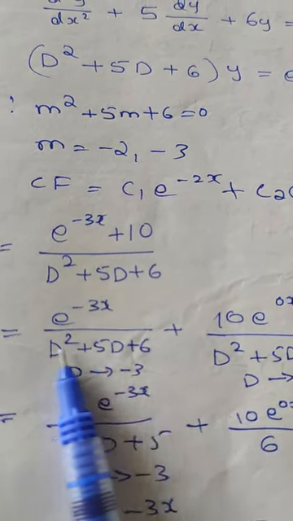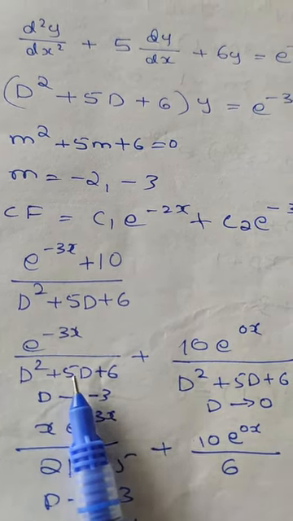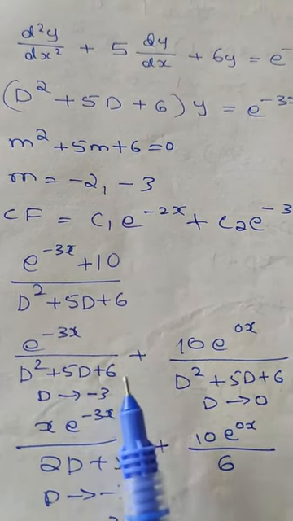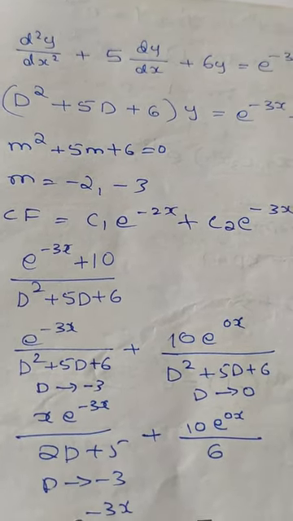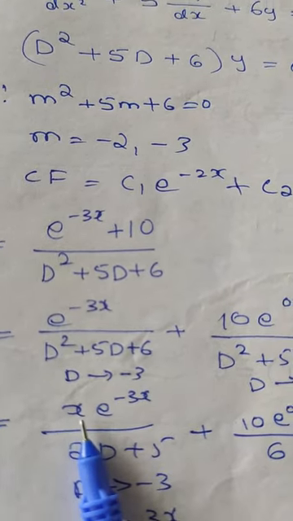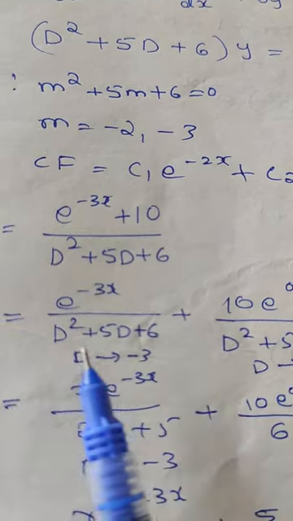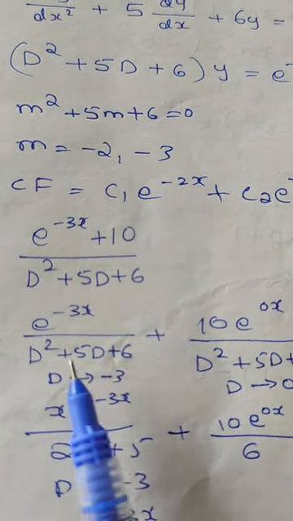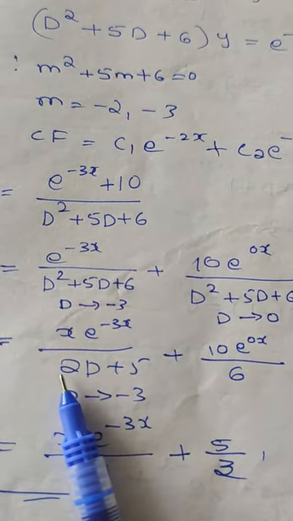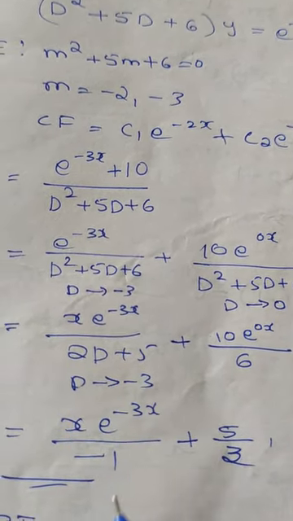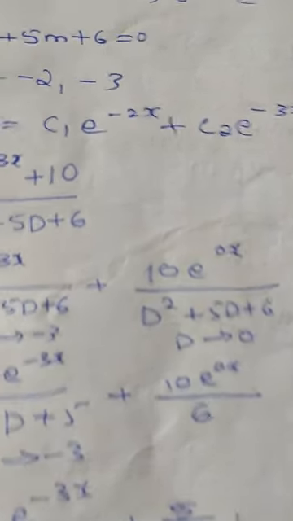If you replace D by minus 3 here, we get 0. Minus 3 square, 9. Minus 3 into 5, minus 15. Plus 6. 9 plus 6 is 15, minus 15, 0. Then multiply the numerator with x and differentiate f of D one time. What is the derivative of D square? 2D. And the derivative of 5D is 5. Now replace D by minus 3. Minus 3 into 2, minus 6, plus 5 is minus 1. So x e power minus 3x divided by minus 1 is the PI of the first term.